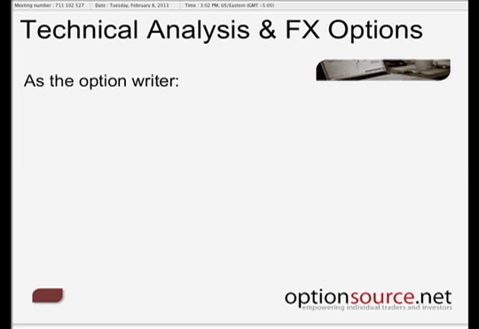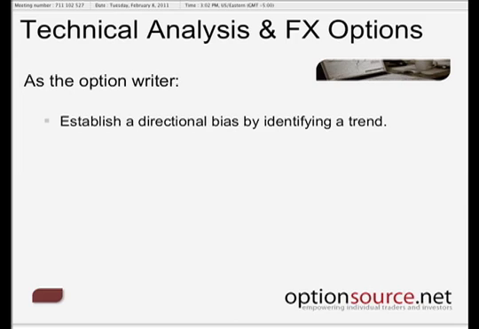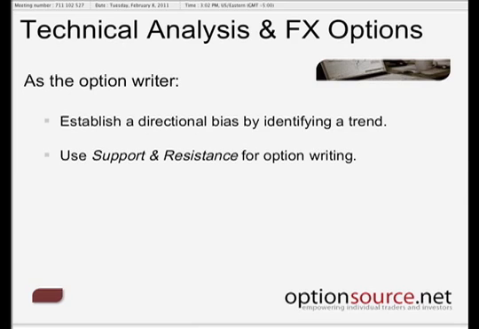Now, on the other side of the equation, we know that we can use FX options to generate cash flow through creating some option writing strategies. And we can really apply the same principles. We can establish a directional bias by identifying a trend. So in other words, you're not going to want to be necessarily selling call options on a particular pair value if it looks like that pair value is trending to the upside. We're going to look at using support and resistance levels, and ultimately write put options below support and write call options above resistance in order to put the laws of probabilities in our favor more effectively for options expiration purposes.